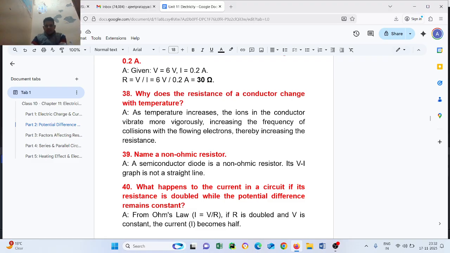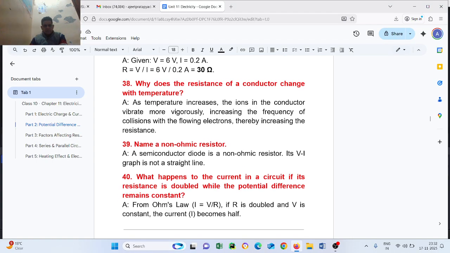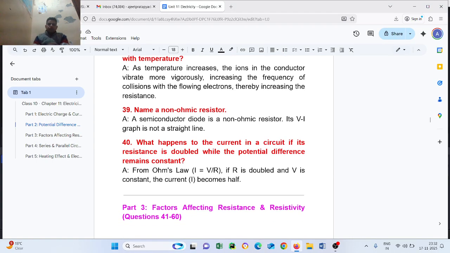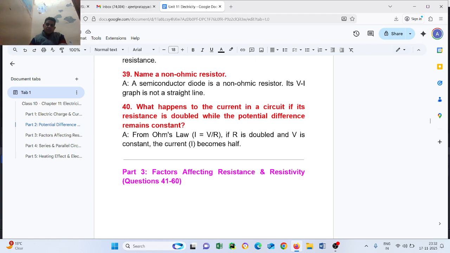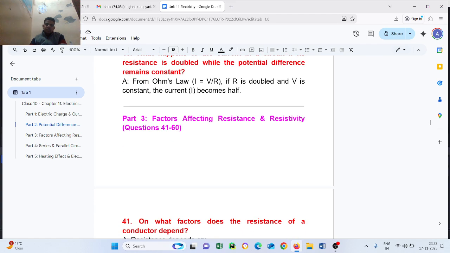Question number 40. What happens to the current in a circuit if its resistance is doubled while the potential difference remains constant? From Ohm's law, I = V/R. If R is doubled and V is constant, the current becomes half. Part 3. Factors affecting resistance and resistivity.